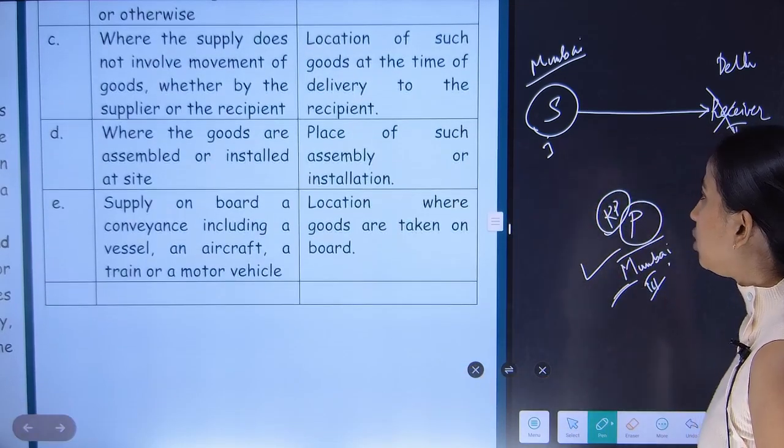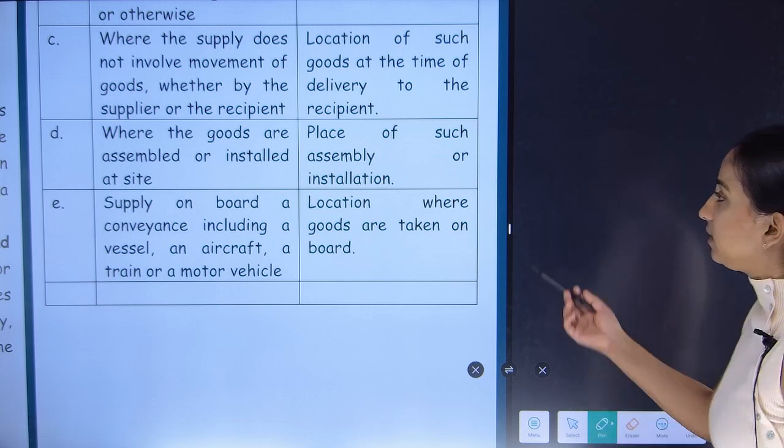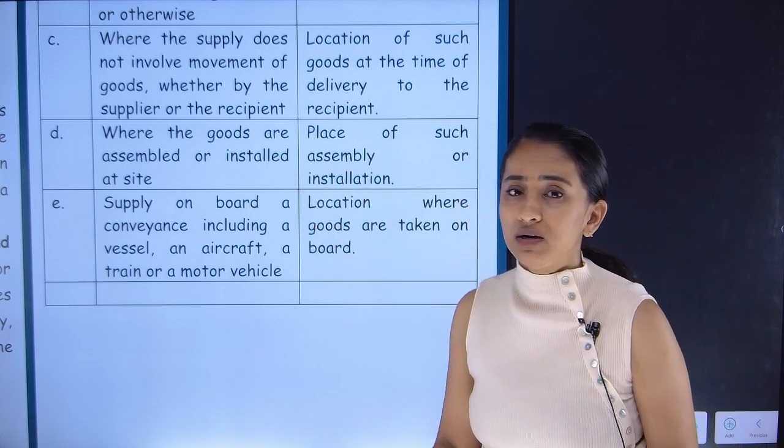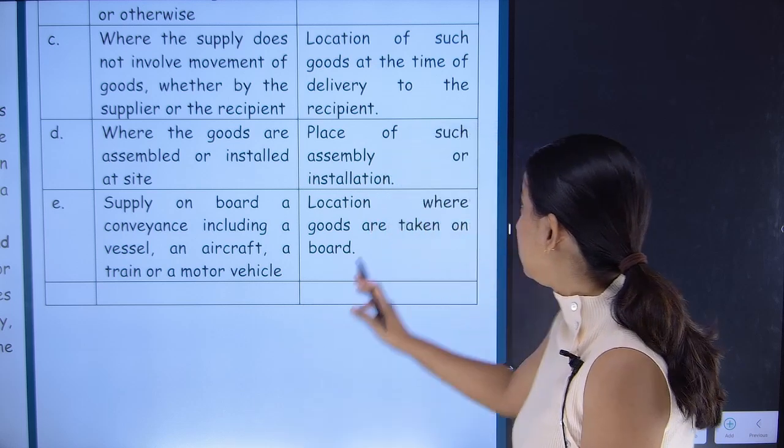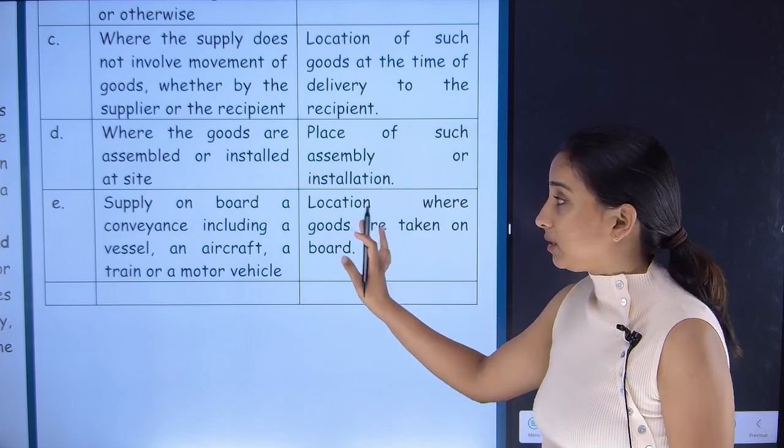Next, where the supply does not involve movement, I told you wherever there is delivery, that will be the place. Goods are assembled, installed. Let's say some goods are getting assembled or installed. Wherever you assemble, install, that place of assembly or installation will be the place of supply.